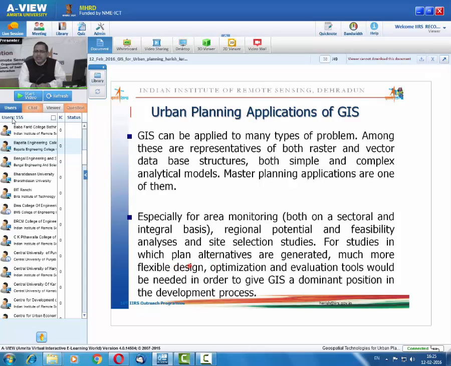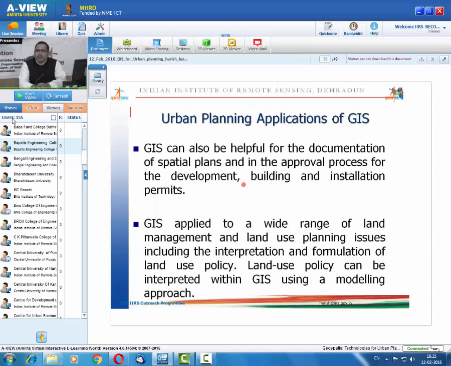For studies in which plan alternatives are generated, much more flexible design, optimization and evaluation tools would be needed in order to give GIS a dominant position in the development process. So you can generate different planning scenarios, and based on your characteristics and your priorities, you can choose the best plan out of them. Different kinds of scenarios can be generated for the planning activity, and it can also be helpful for the documentation of the spatial plan and in the approval process of the developments, building and installation permits.